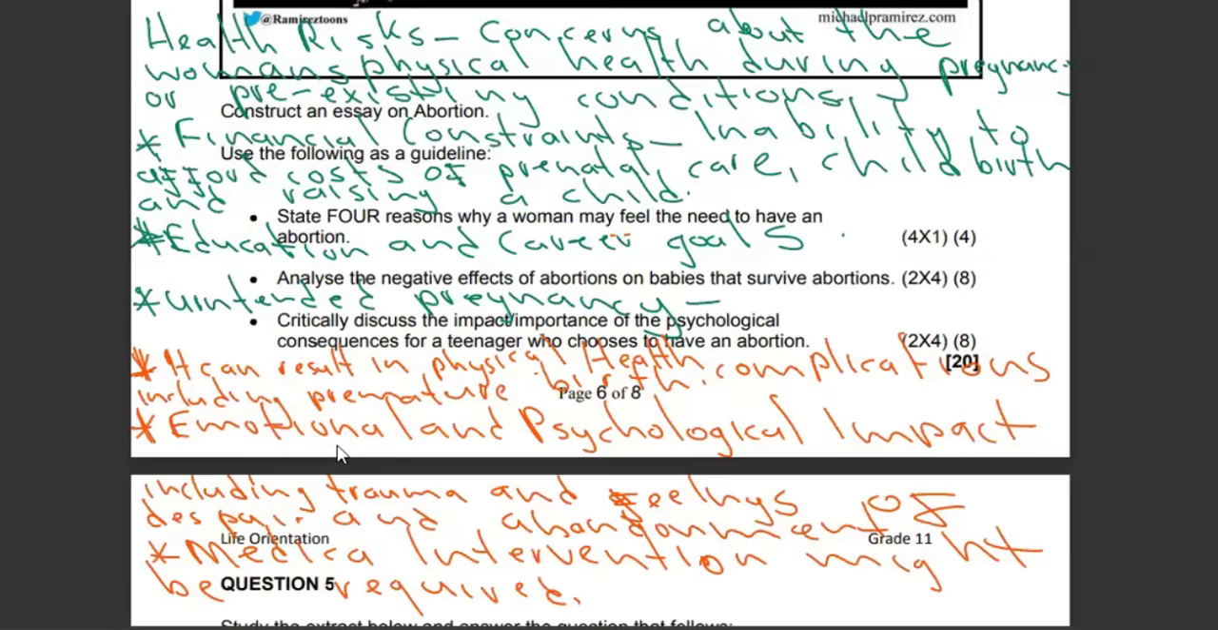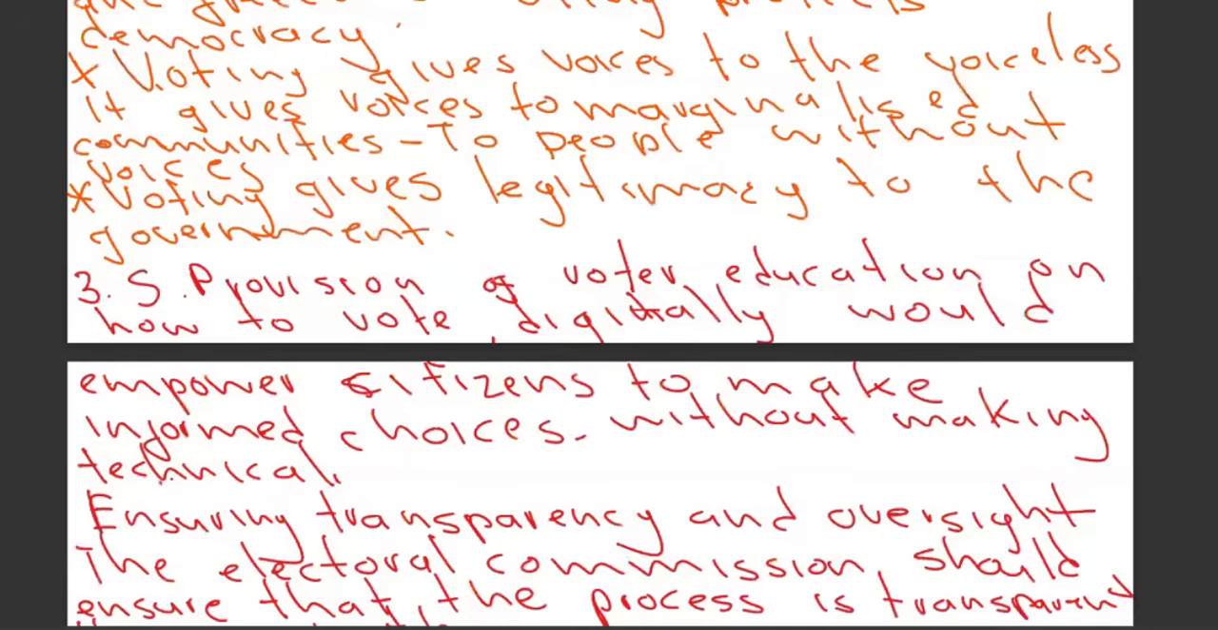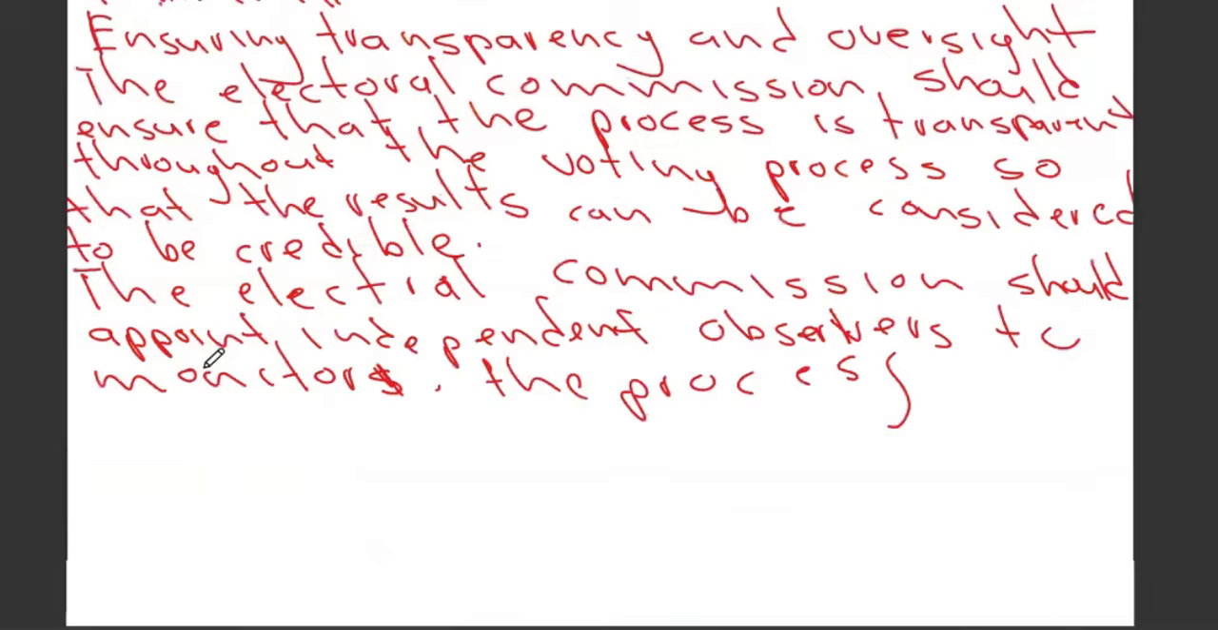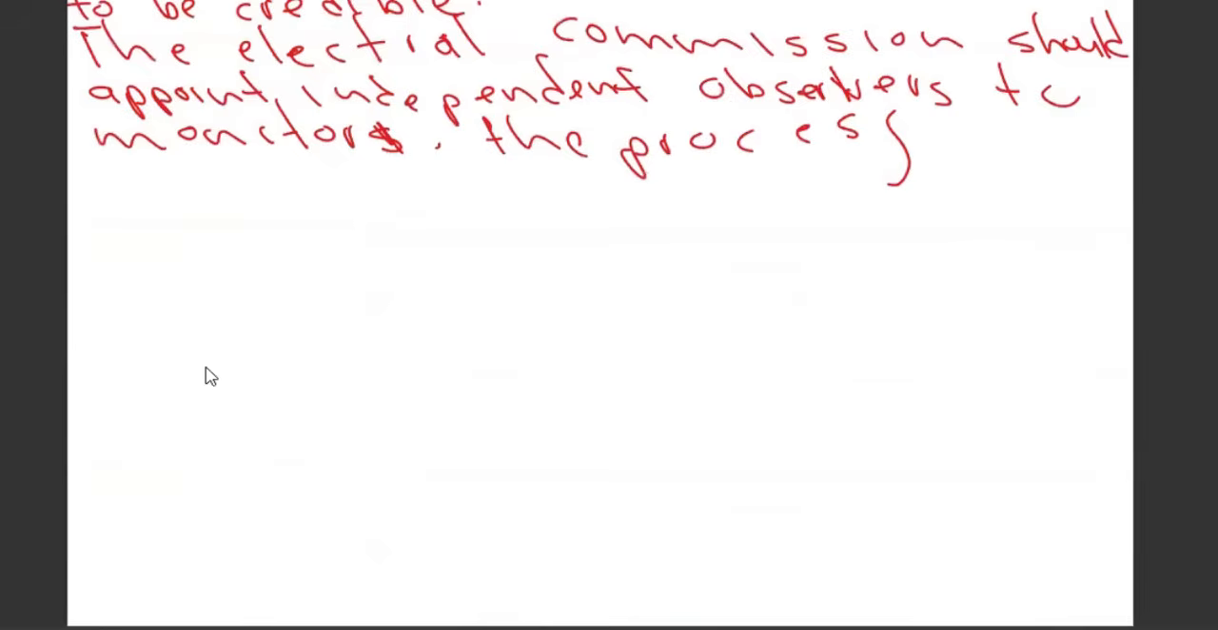Critically discuss the importance of the psychological consequences for a teenager who chooses to have an abortion. So when a teenager chooses to have an abortion, there are long-term impacts. So this is question 4. So the first thing is that this can result in emotional distress.